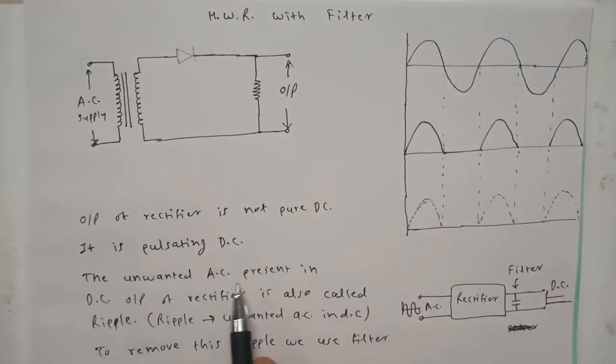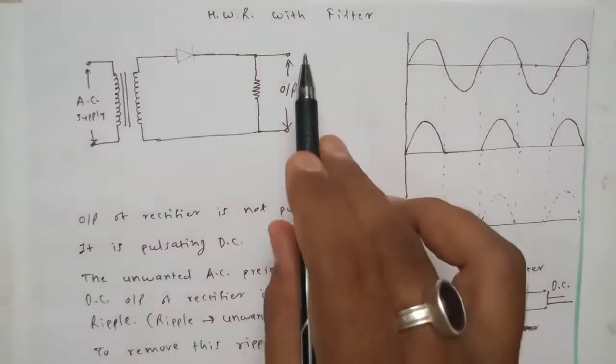The unwanted AC present in the DC output of the rectifier is also called ripple, R-I-P-P-L-E. So what is ripple? Ripple is nothing but the unwanted AC which is present in the DC output of the rectifier. And to remove this ripple, we use the filter. So I hope it is clear why we are using the filter.